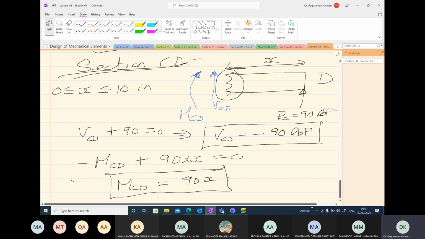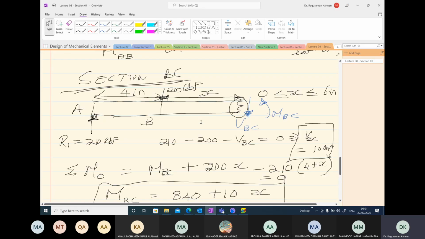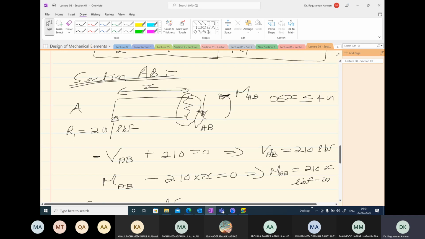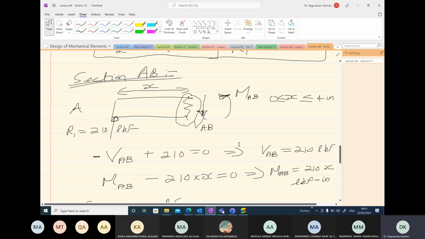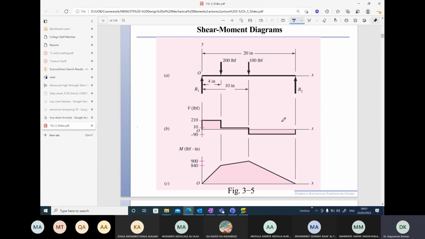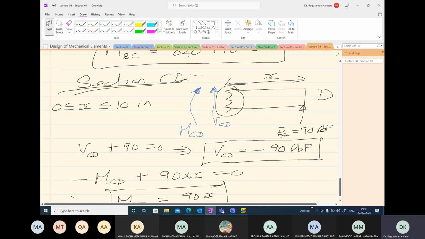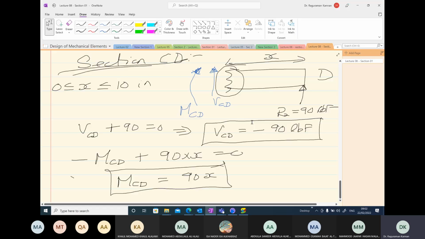Okay, so we can see from the equations here what are the shear forces. We can draw the shear force and bending moment diagram. Let's see if we got the right values. In the first case, VAB, we have positive 210 pounds. That is the shear force. In the second section here, VBC, we have 10 pound force constant. That is the value we have. And in the third case, we get minus 90 pound force and therefore minus 90 value. Okay, so the shear force diagram is okay.